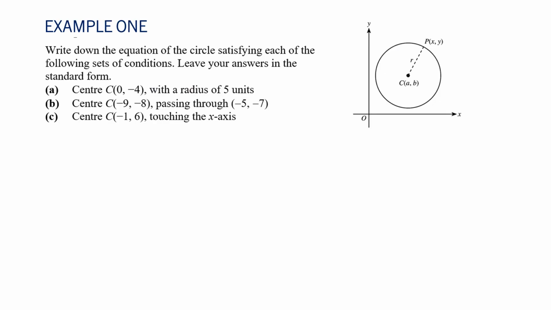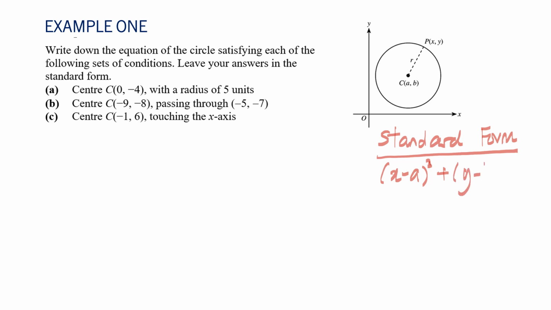Let's do one example of what we've learned. To start off, let's write down the standard form formula. The formula is this, where a and b is the center and r is the radius of the circle.